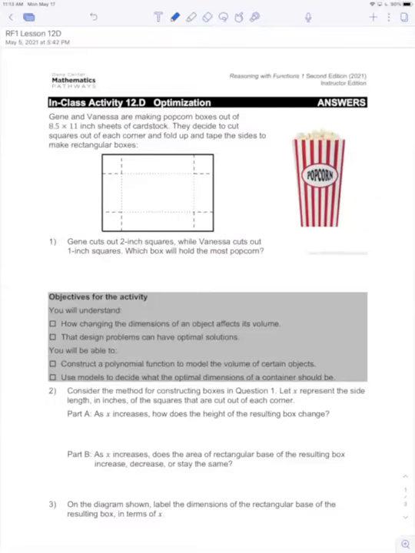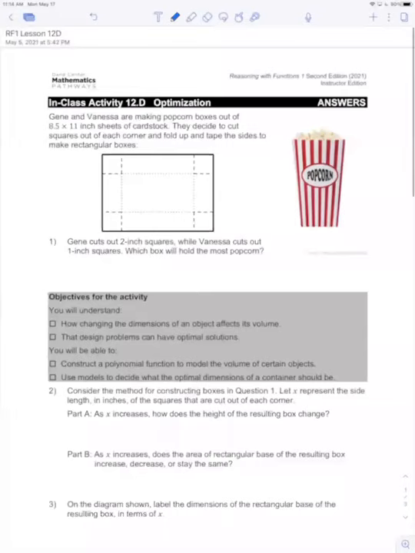In-class activity 12D, optimization. Jean and Vanessa are making popcorn boxes out of 8.5 by 11-inch sheets of cardstock. They decide to cut squares out of each corner and fold up and tape the sides to make rectangular boxes. 1. Jean cuts out 2-inch squares while Vanessa cuts out 1-inch squares. Which box will hold the most popcorn?